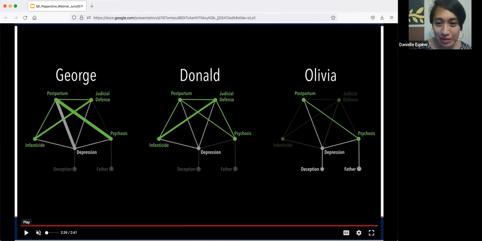And so we can see, just even looking at George, Donald, and Olivia, that Olivia has very different discourse and ideas than George does versus Donald, based on the connections they're making between the constructs. So these models help us to tell the story of how their discourse is different. Any initial impressions on this so far, or questions?